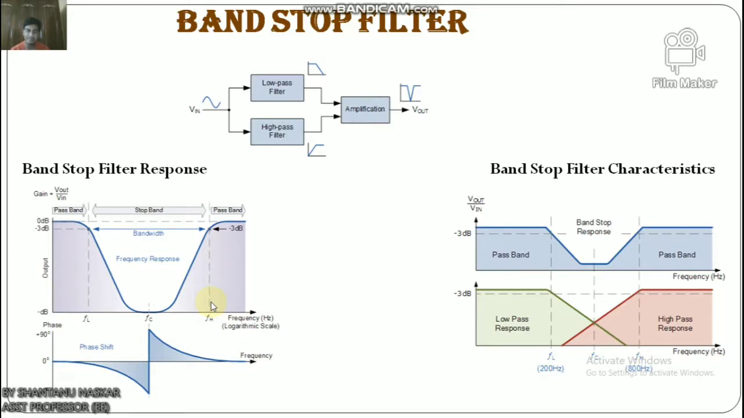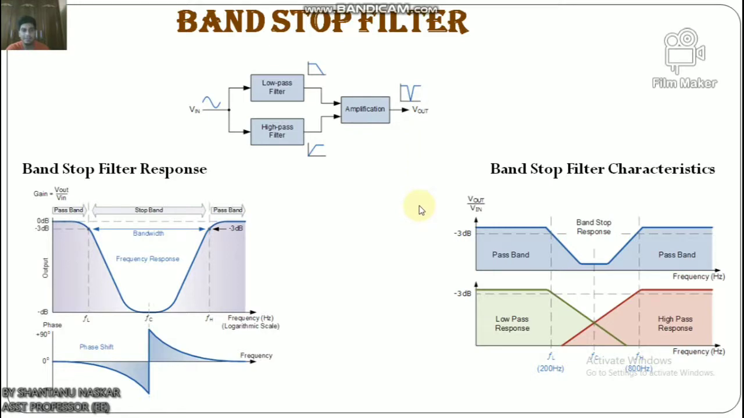Generally, band pass filters are constructed by combining a low pass filter, LPF, in series with a high pass filter, HPF, and band stop filters are created by combining together the low pass and high pass filter sections in a parallel type configuration, as shown in this figure. Look here: low pass filter, high pass filter, amplification, voltage in, voltage out. The summing of the high pass and low pass filters means that their frequency responses do not overlap, unlike the band pass filter.